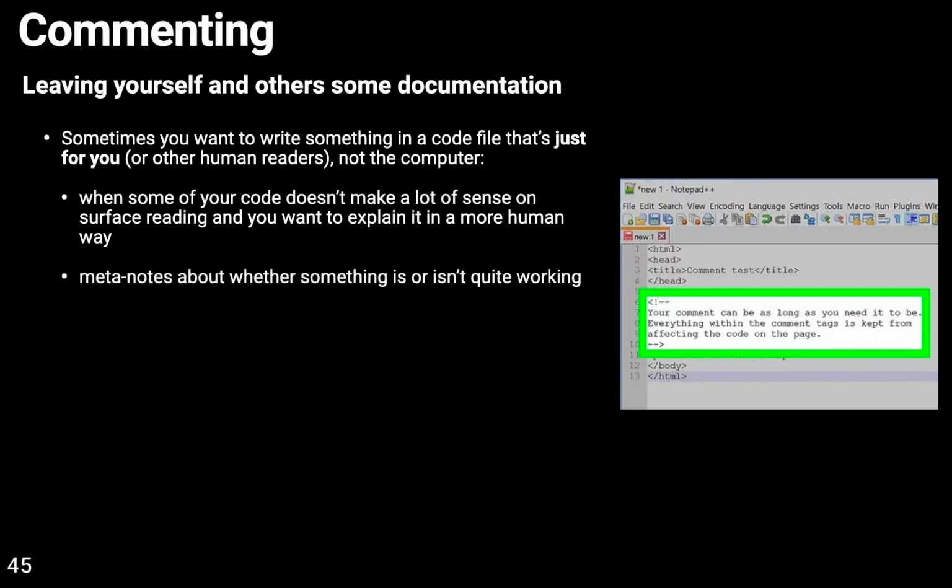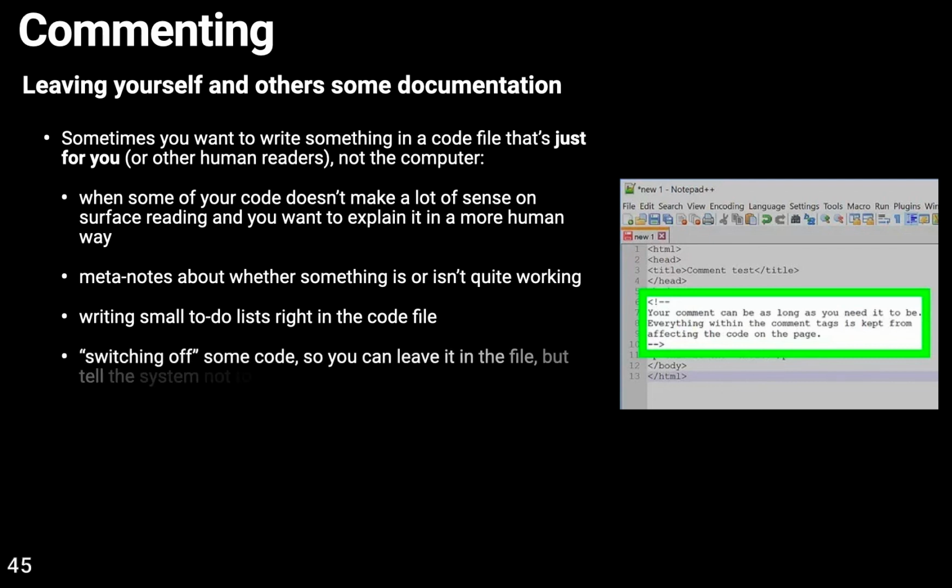Meta notes about whether something is working. So if you're actively working on a project and you want to leave some notes about like, okay, this thing functions, but it's a little bit messed up, I'm not sure why. Writing small to-do lists right there in the code file, right? A to-do list is great if you have it stored somewhere, but it's even better if it's just right here in the file that you're working on.